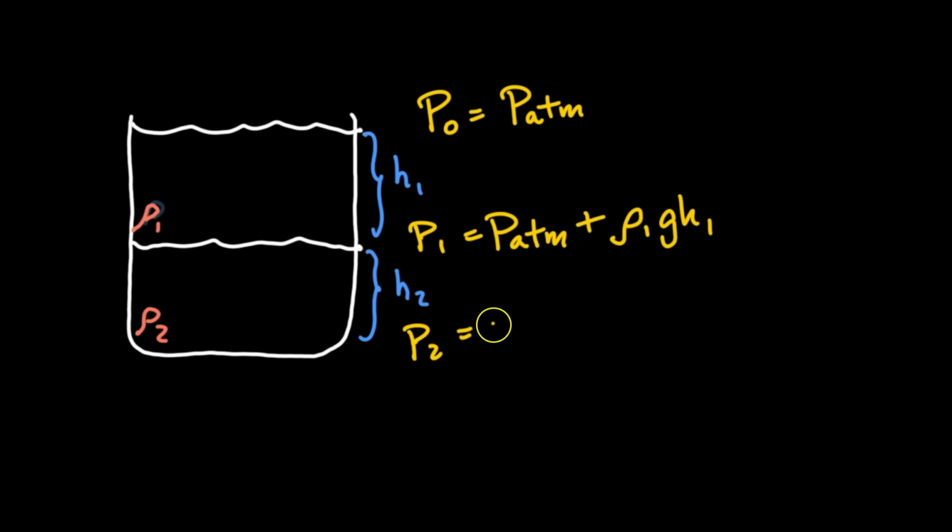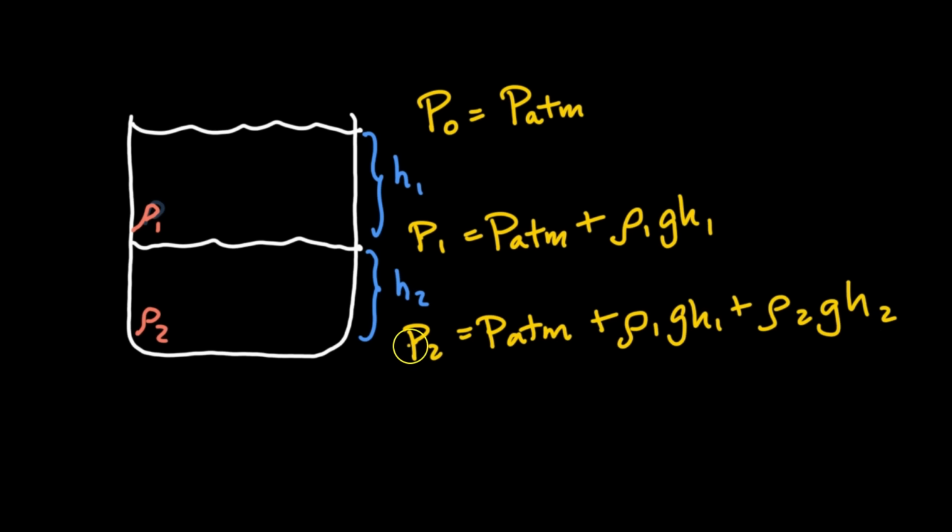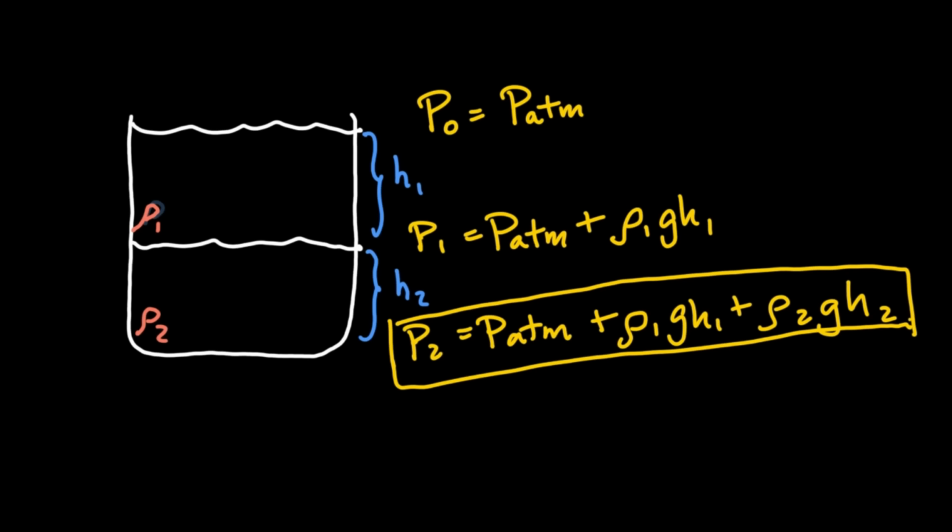So notice that the top layer adds a pressure of rho 1 g h1. Then we're going to move through the second layer, which is going to add some more pressure, which is going to be rho 2 g h2. So the total pressure at the bottom of this container is P2 is equal to atmospheric pressure plus rho 1 g h1 plus rho 2 g h2. So our strategy here is to add pressure contributions layer by layer as you go down.